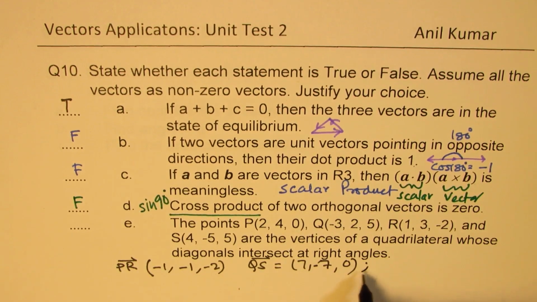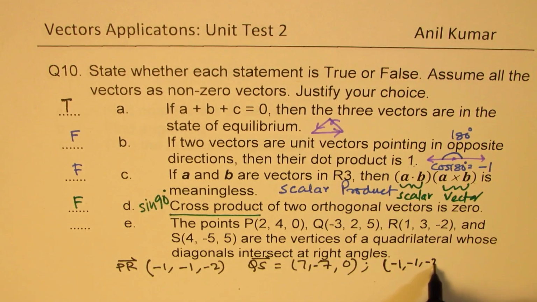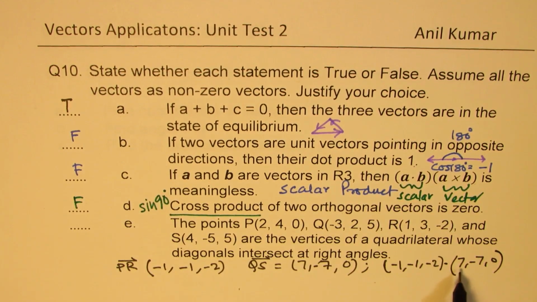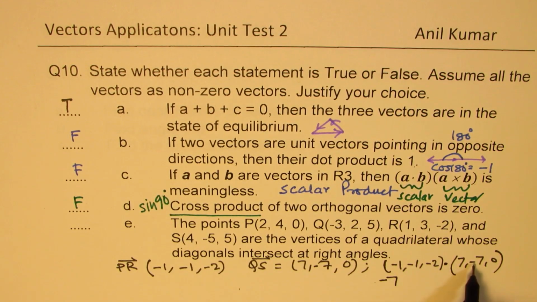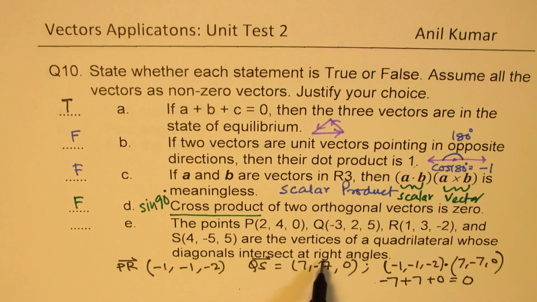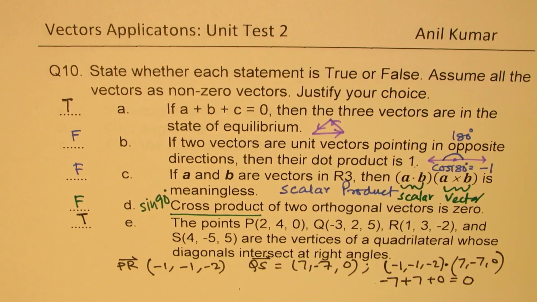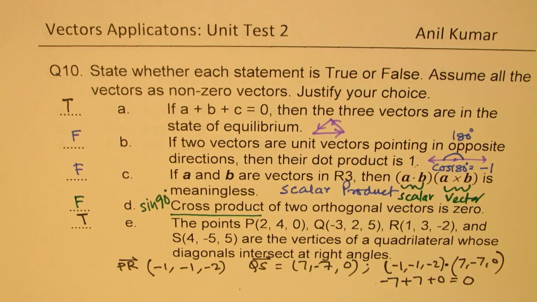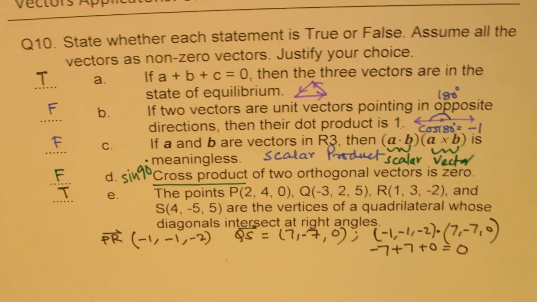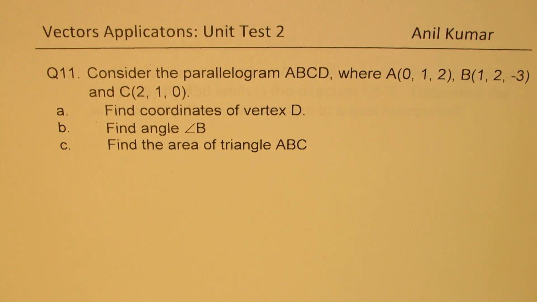So let's find the dot product, right? The dot product of minus 1, minus 1, minus 2 with 7, minus 7, 0. If I do this dot product, we get minus 7, then plus 7, and that is 0. And this is indeed 0. Therefore, they intersect at right angles. This statement is true. Correct? So find the dot product of the diagonals. If it is 0, then they intersect at right angles. So I hope that is absolutely clear.